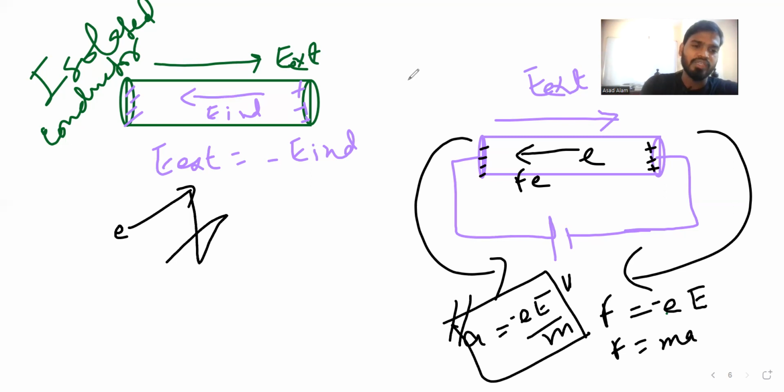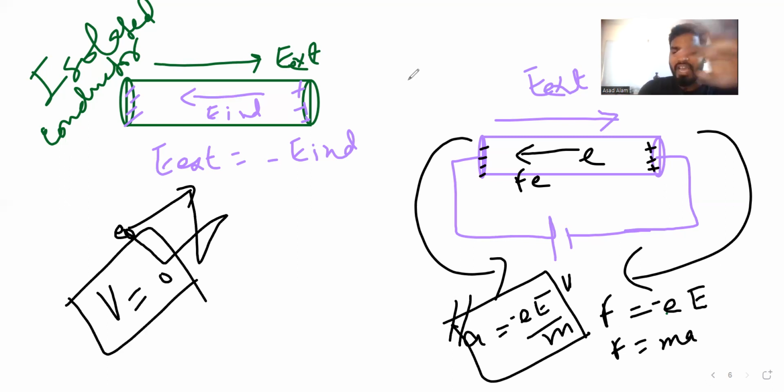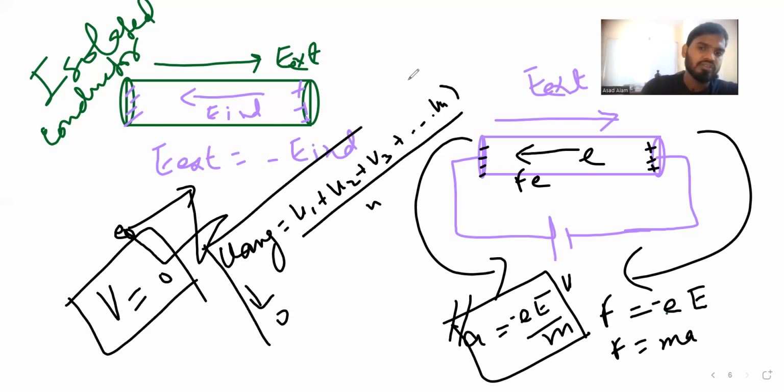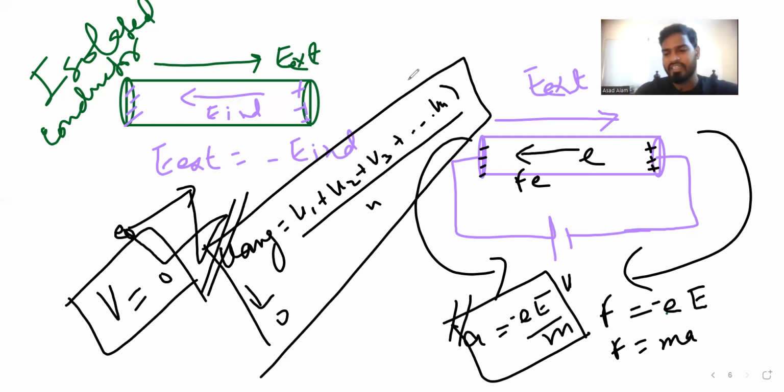Like it will go here, here, here, ultimately come here. So the net velocity here is going to be 0. The average velocity of these electrons is going to be 0. So if we write u average, that is u1 plus u2 plus u3 till uN, divided by N, that is going to be 0. Without a battery, right?